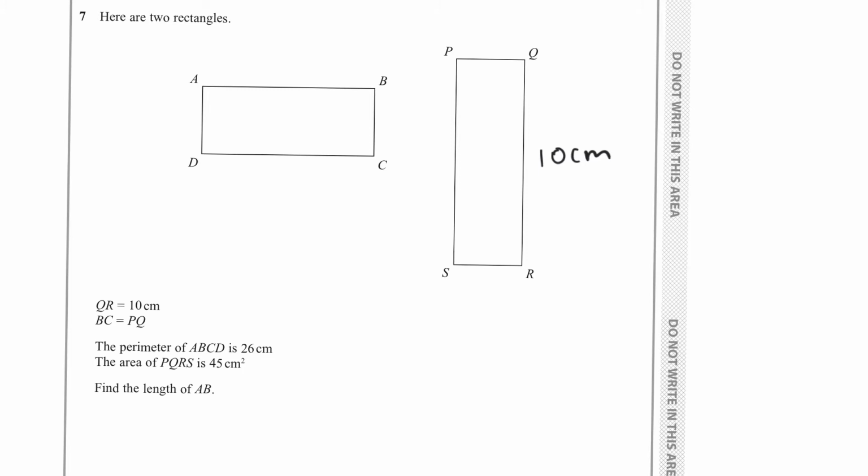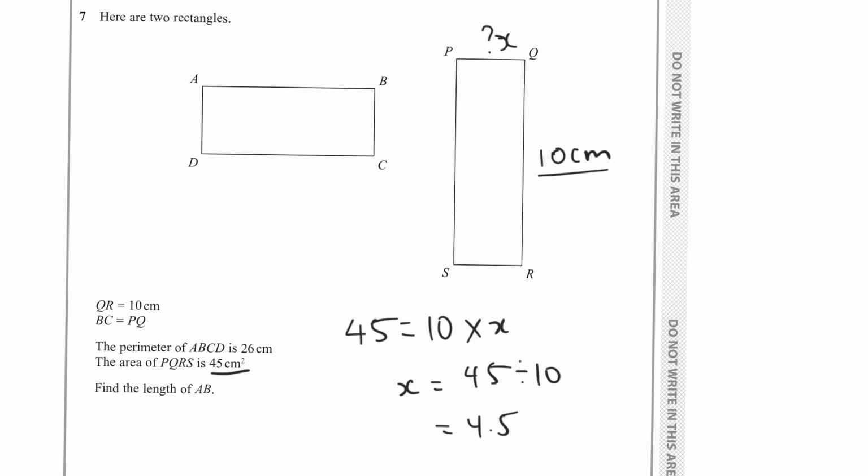So the first thing is that we can work out the missing length of PQ based on the fact that it's given us the area, because we know the area is length times width. So we know that 45 is equal to 10 times, we'll call it x for now. So to work out what x is, our PQ is going to be 45 divided by 10, which would be 4.5. And because we know that PQ is the same as BC, that's also 4.5. And the good thing with rectangles is the opposite length is always the same.